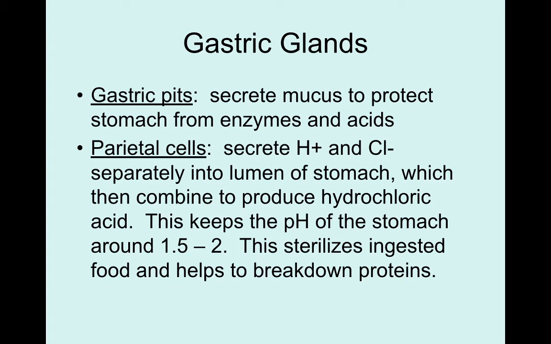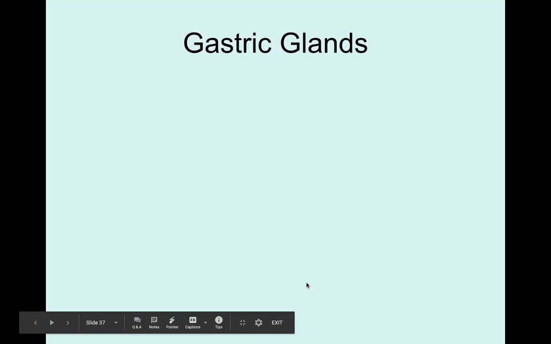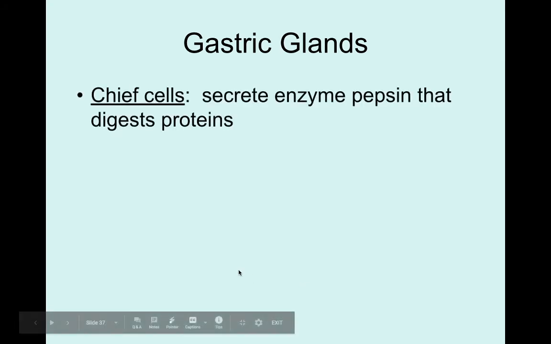Again, this keeps the pH of the stomach around 1.5 to 2, which is a very low pH, very strong acid. And not only does it help to sterilize the food, but it also helps to keep an acidic pH so that the enzyme pepsin can break down proteins. So that acidic pH facilitates the breakdown of the proteins by the pepsin. Chief cells are another set of gastric glands that actually secrete the enzyme pepsin that digests proteins.